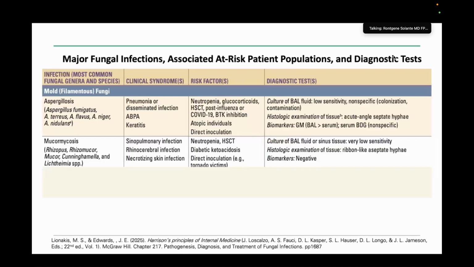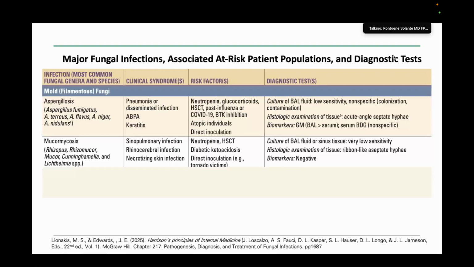Next is your mucormycosis. So for mucormycosis, you commonly have three very important species here. Your Rhizopus, your Rhizomucor, meaning a combination of your Rhizopus and your Mucor, and the third one is your Mucor. Now, this type of fungal infection usually affects the sinuses and then goes down to your lungs. So we have sinopulmonary infection. In fact, if you have patients with mucormycosis, especially the Mucor species, then it is also one of the most common causes of rhinocerebral infection. And it can also cause necrotizing skin infection.